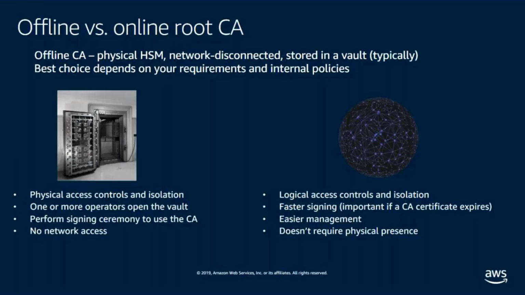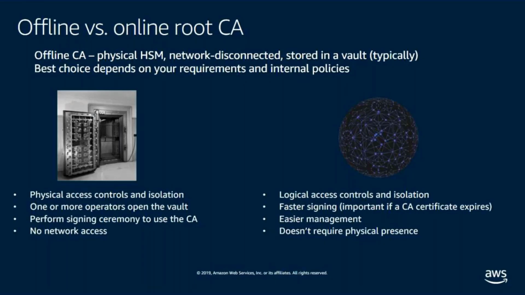So some best practices, we'll talk about some security, and then configuring the CA hierarchy, the CA lifetime, and how to choose the validity period, and then some operations that you'll need to take care of. First, I want to talk about offline versus online root CAs. And an offline root CA, as you know, is typically a physical HSM. It's never connected to the network, and it's typically stored in a secure location physically, like a vault.